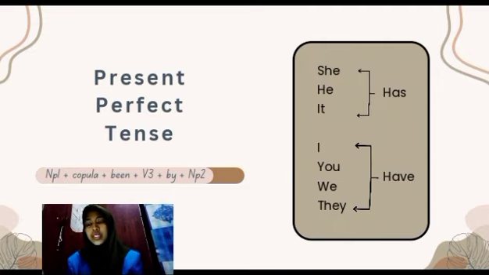Now let's continue the material: present perfect tense. What is present perfect tense? Present perfect tense is a grammatical tense that is used to show an activity in the past that is still happening today. The formula is NP1 plus copula plus been plus verb 3 plus by plus NP2. Has covers she, he, it, and have covers I, you, we, they.